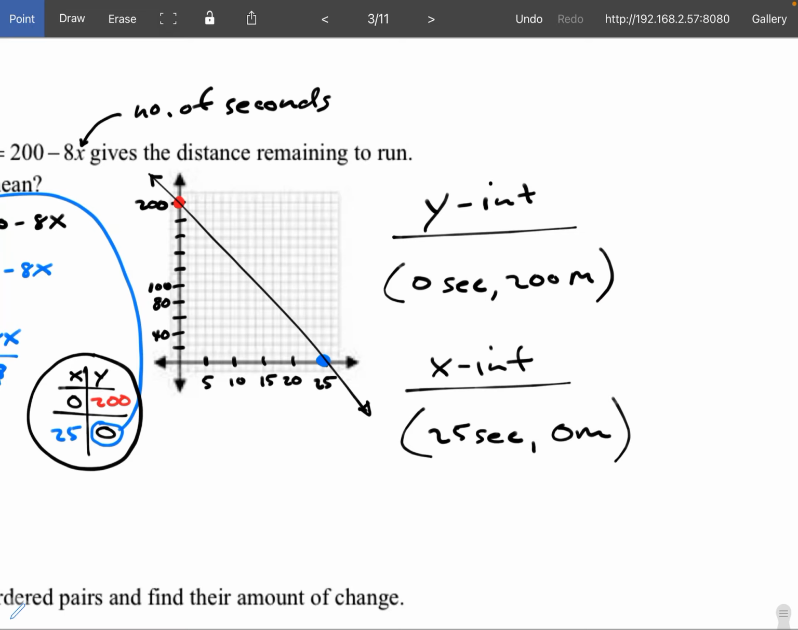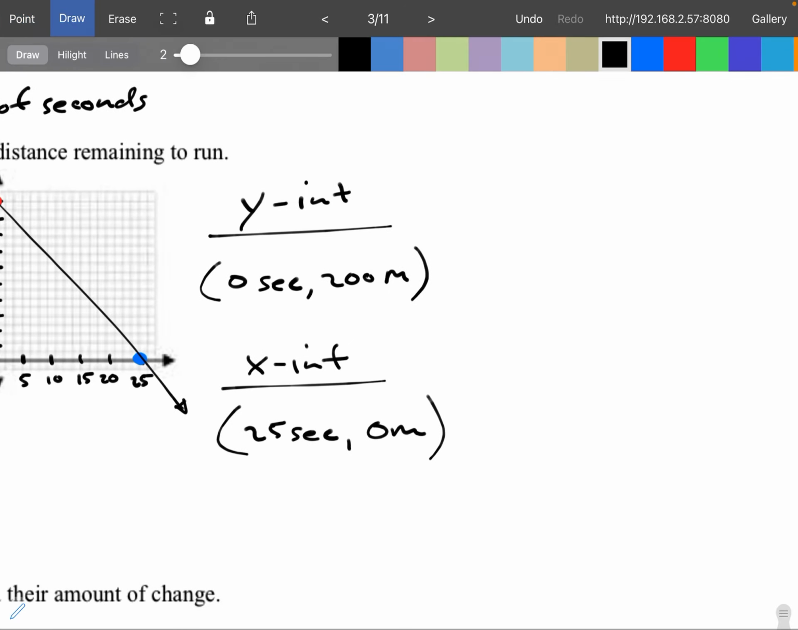So where are you at in your race? If you're going to run a 200-meter dash, when the time is 0 and the distance to the finish line is 200 meters, where are you at? I mean, think about it. If you're running the race, where are you? And then right here, this one, after 25 seconds, the distance remaining in the race is 0 meters. So where are you at? I mean, think physically of the race. What are you doing? Where are you guys at right here?